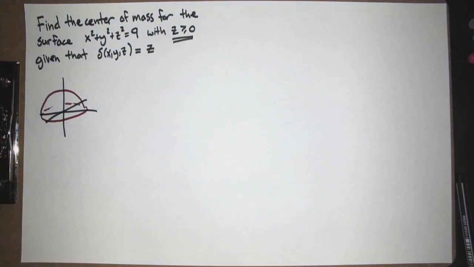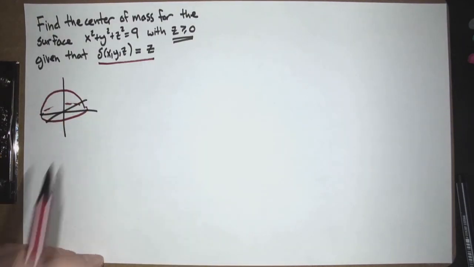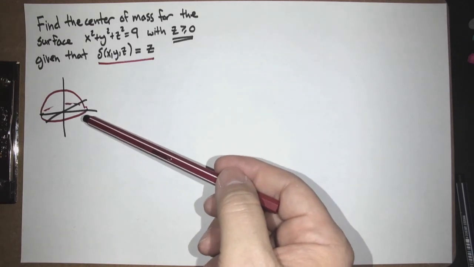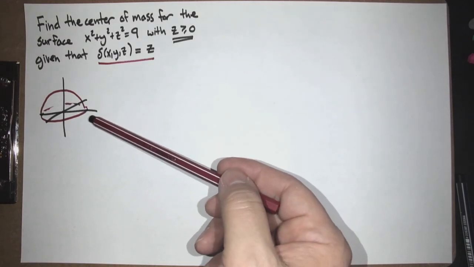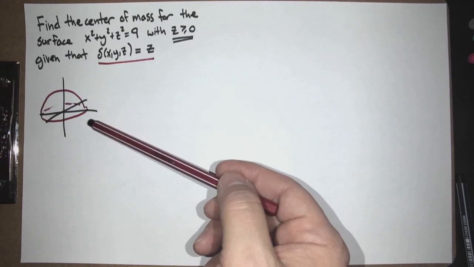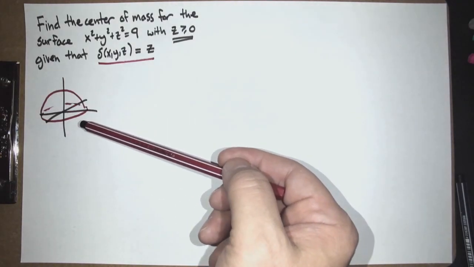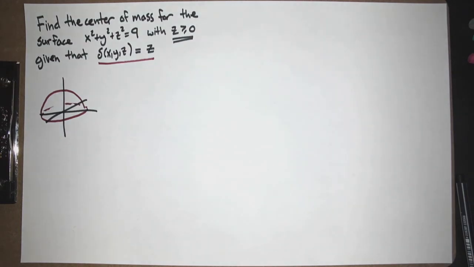Now, what's happening? It's not uniform density. The density changes. Where is it least dense? At the bottom. It's practically air. Where is it most dense? At the top. So it gets denser the further up you go. All right, so that's our goal: find the center of mass.